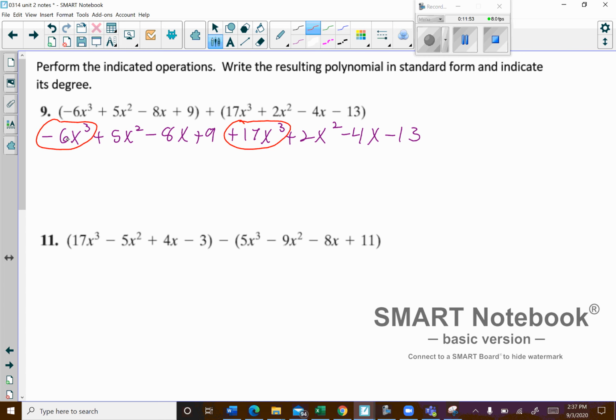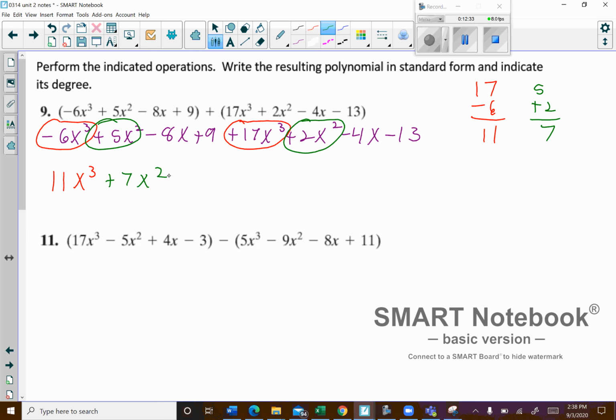So let's see, I have a negative 6x cubed plus 17x cubed. So I'm combining. Combine means to add. I'm going to add these together. And they have competing signs. So I'm going to take the difference, and then I'm going to keep the sign of the larger number. The larger number was positive, so that's going to be 11x cubed. So I combined those like terms right there. My next terms are my squares. Here I have 5x squared and 2x squared, and they're both positive. They're both on the same team. So I'm going to add those together, which is 7, so it'll give me 7x squared.